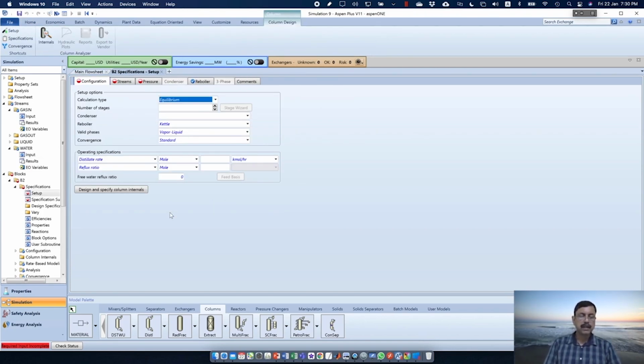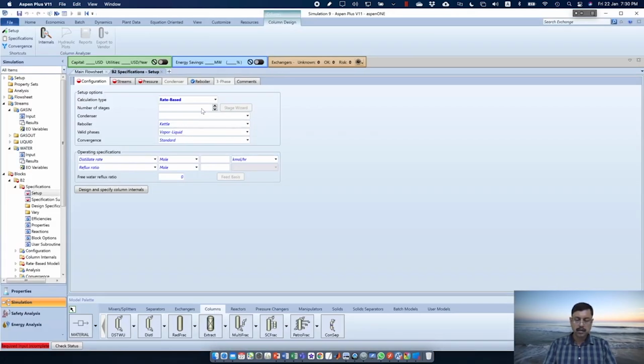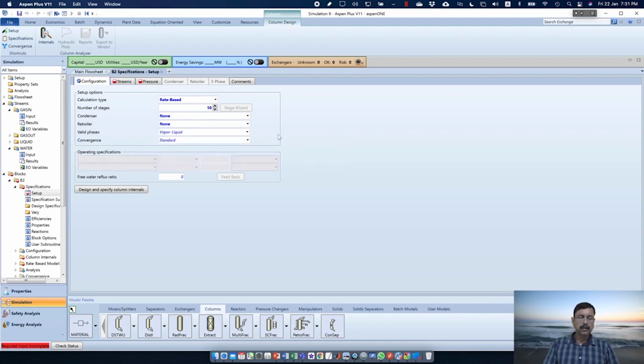It is asking for the specification for the RadFrac. Here we will use rate based. Number of stages, 10 stages we have. There is no condenser, so we have to say none, and there is no reboiler, so we have to say none. As there is no condenser and no reboiler, operating specifications are not required at all.